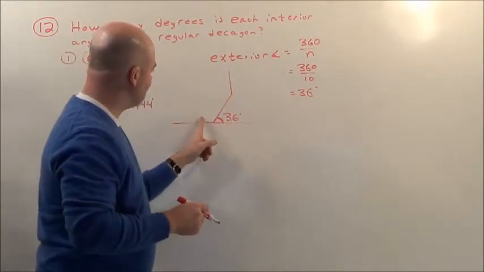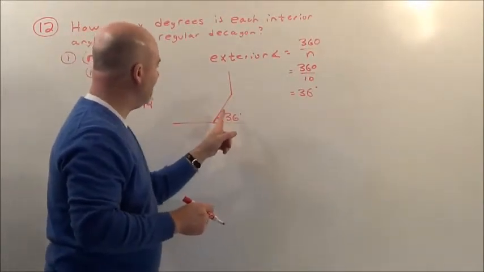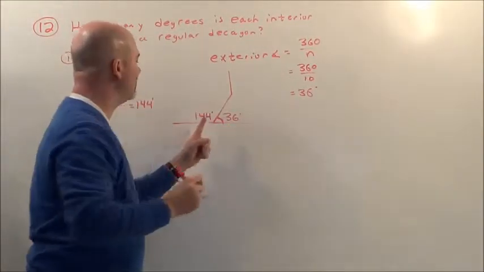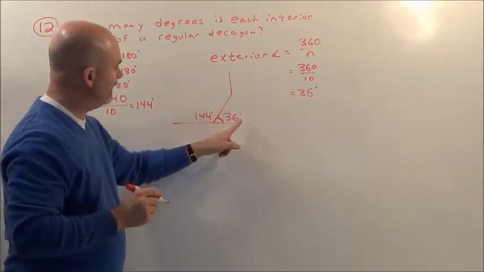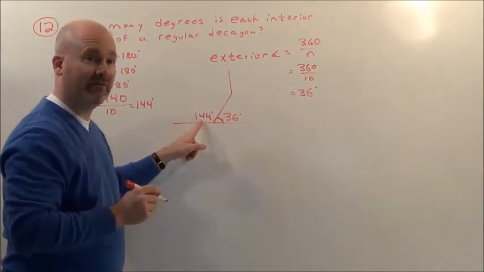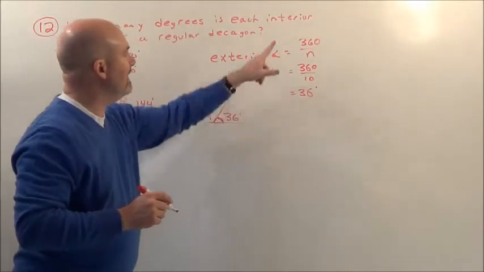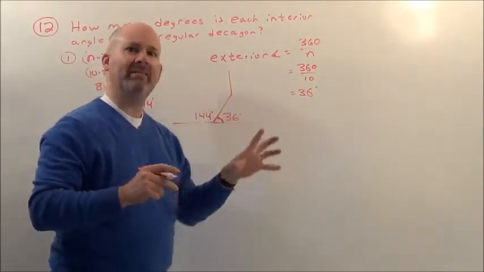If that's 36, then what is the inside? Well, 180 minus that 36 tells me this is 144 degrees on the interior angle. The outside's 36, the inside's 144. It asks for the inside, so I know it's 144. To me, this is always easier. You don't get mixed up.